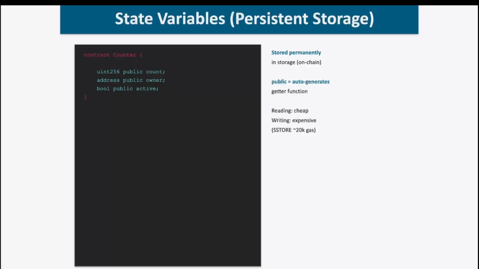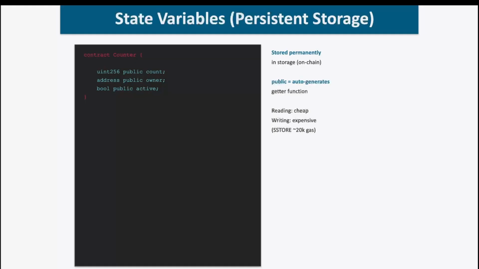Now we come to state variables. State variables are the data your contract holds. A state variable is any variable declared at the top level of your contract, outside of a function. State variables are stored permanently. They live in Ethereum storage. Every node in the network holds a copy. So here we have a contract with three state variables. We have uint256 public count, address public owner, and a boolean public active.